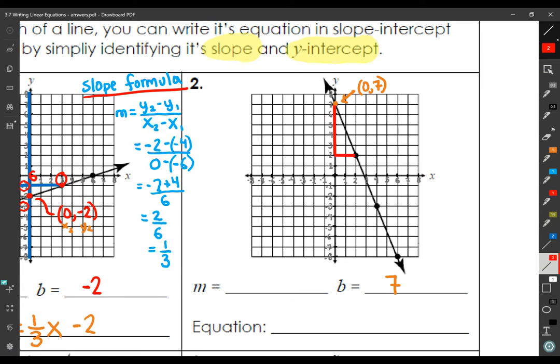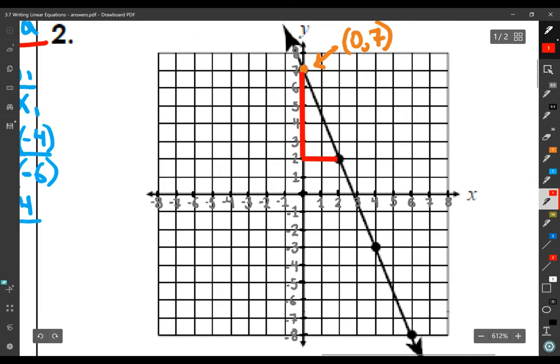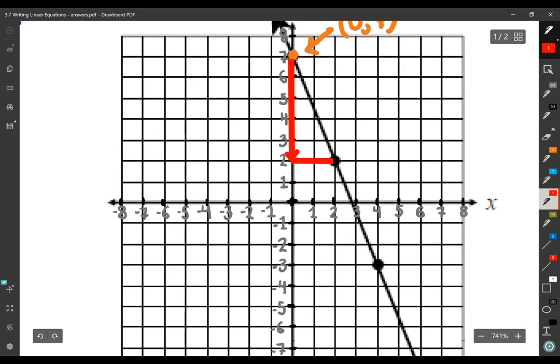All right. So let's have a look at this. So my rise is negative. My rise, I started at 7 and I went down to 2. How much should I go down by? Well, I went down by 5. So my rise is -5. My run, I started at 0, and I moved to 2. So my run is 2.